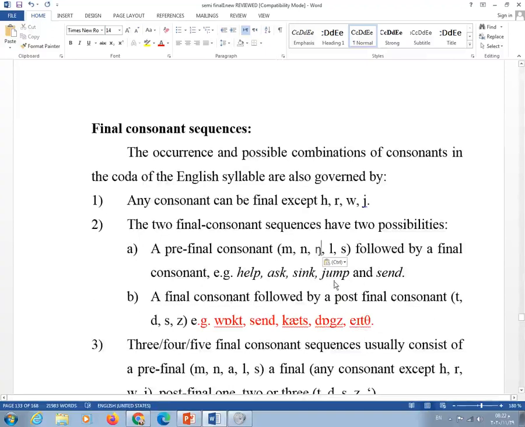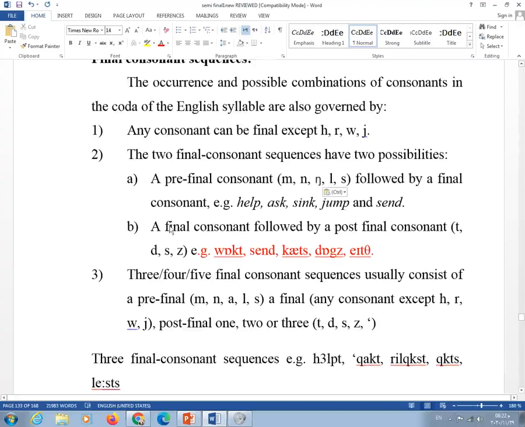Okay, jam, and then send. Same thing: m is one of the prefinal consonants and b is final. In send, n is a prefinal consonant, one of the five, and d is final. Okay. Number B: a final consonant followed by a postfinal.